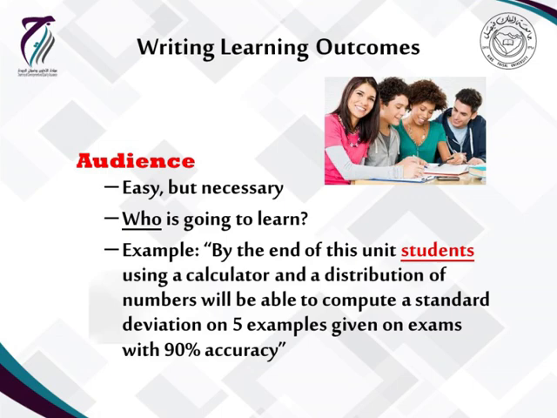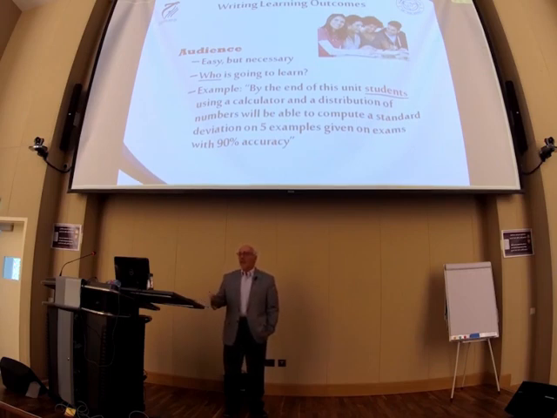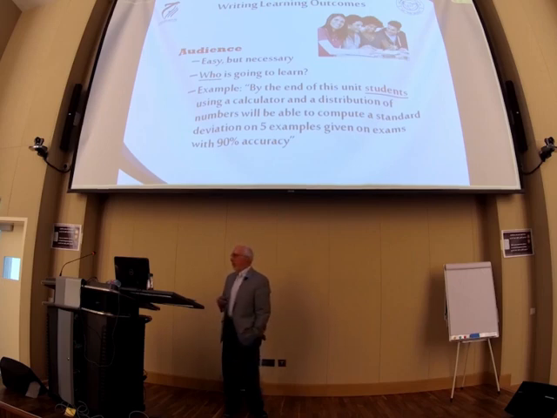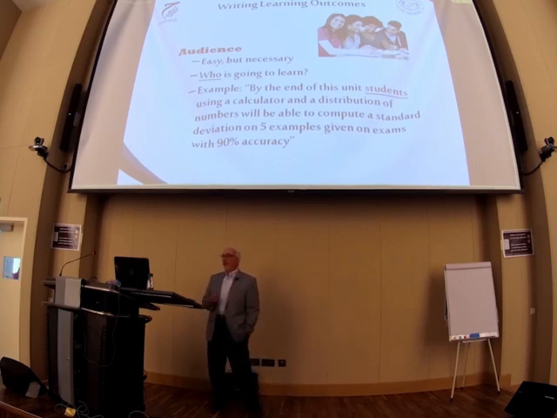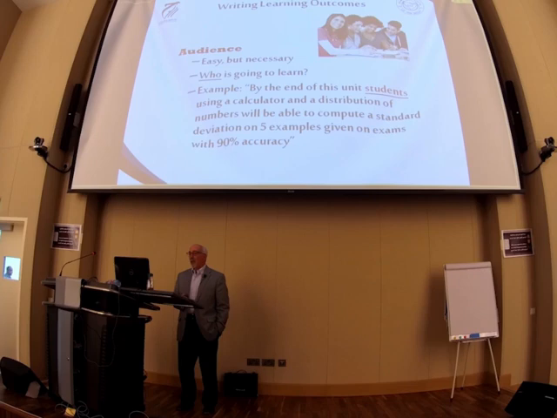So those 4 elements, I'll go through them a little bit more. They're called the ABCDs of behavior. So the audience is easy. It's who? By the end of this unit, by the end of this workshop, students will, interns will, engineers will. All right, so here's an example. By the end of this unit, students using a calculator and distribution of numbers will be able to compute a standard deviation on 5 examples given on exams with 90% accuracy.